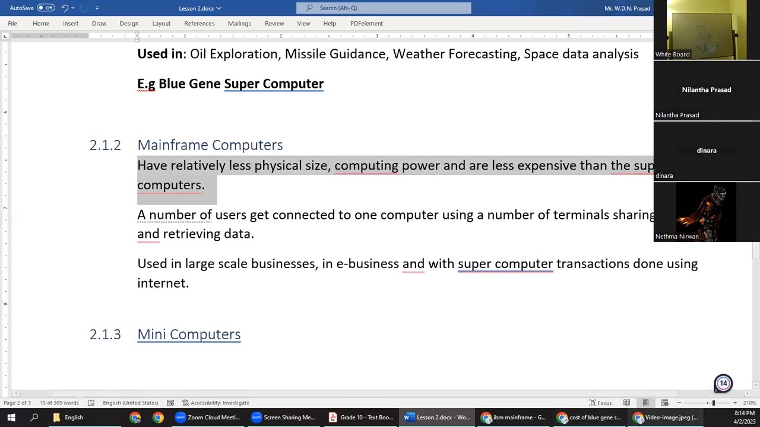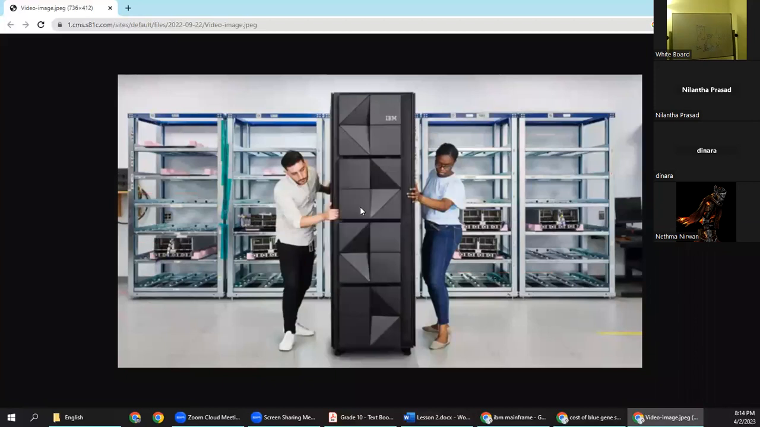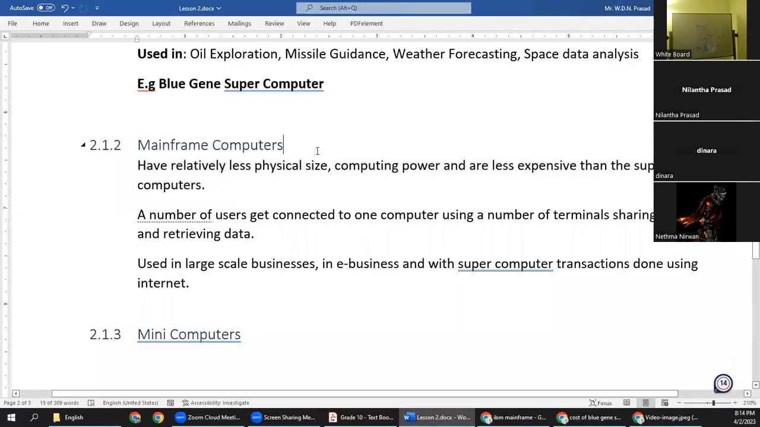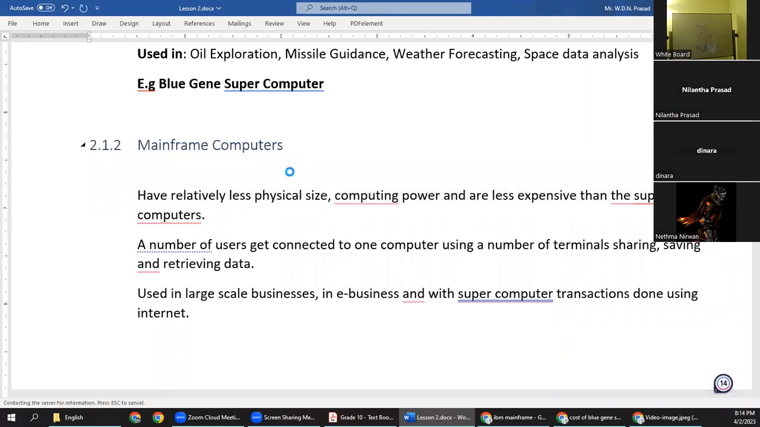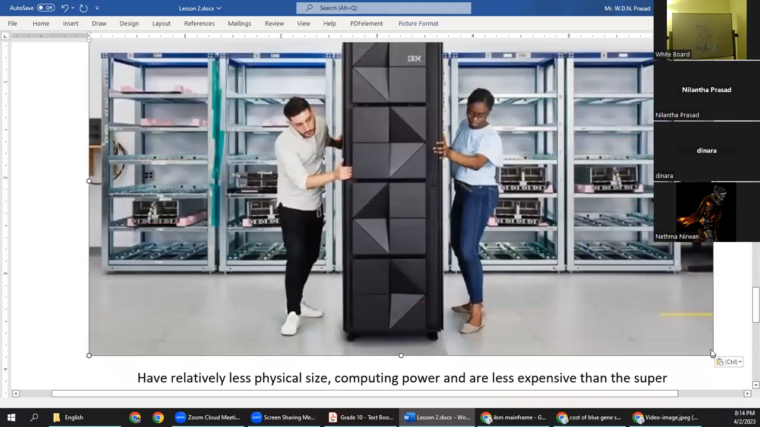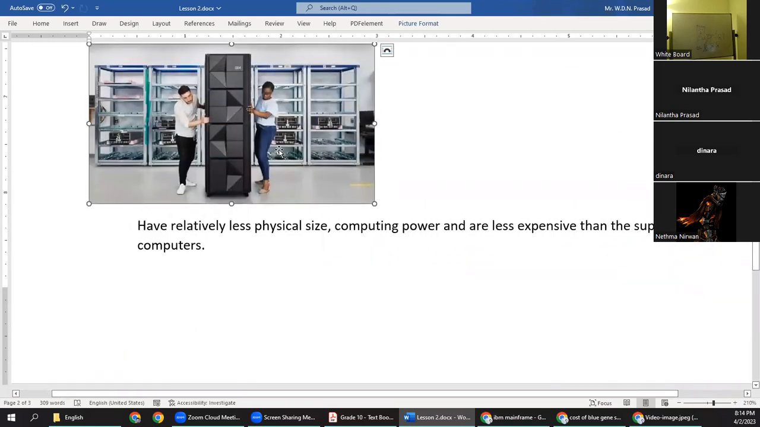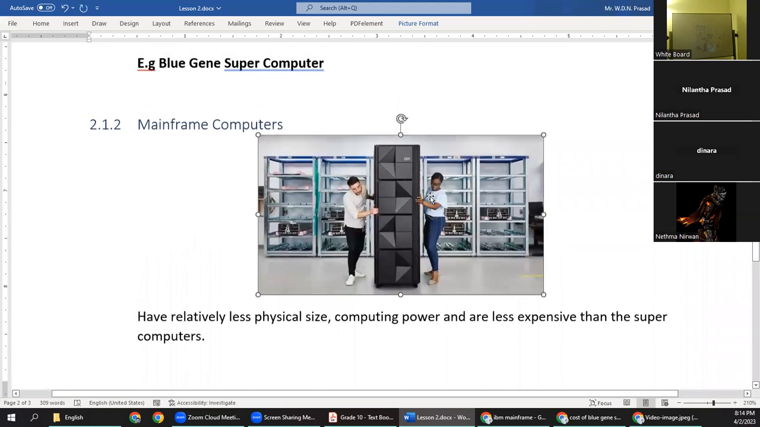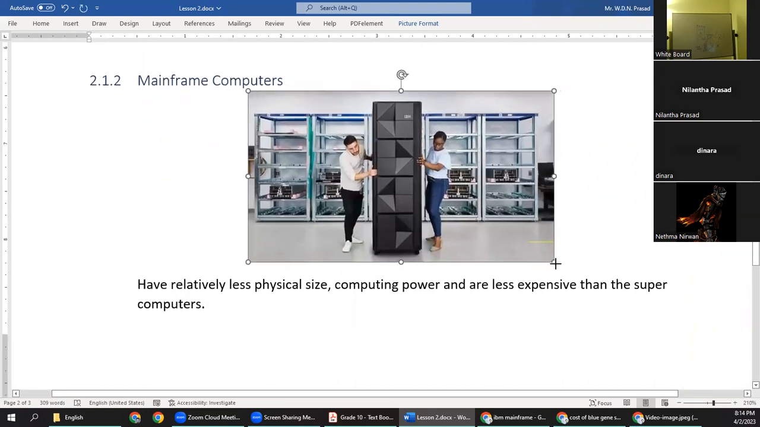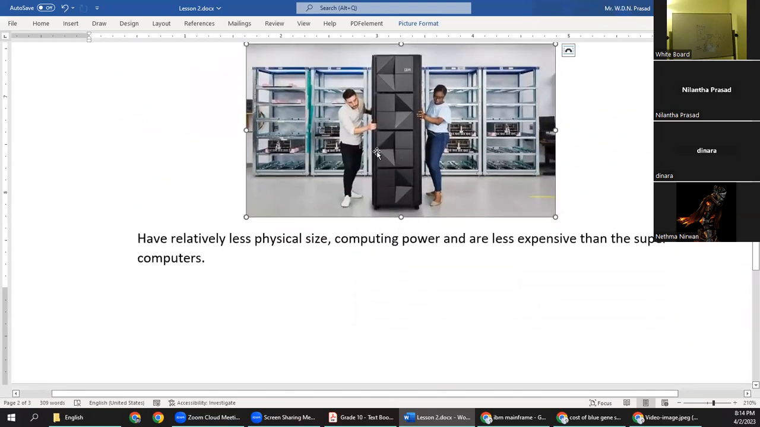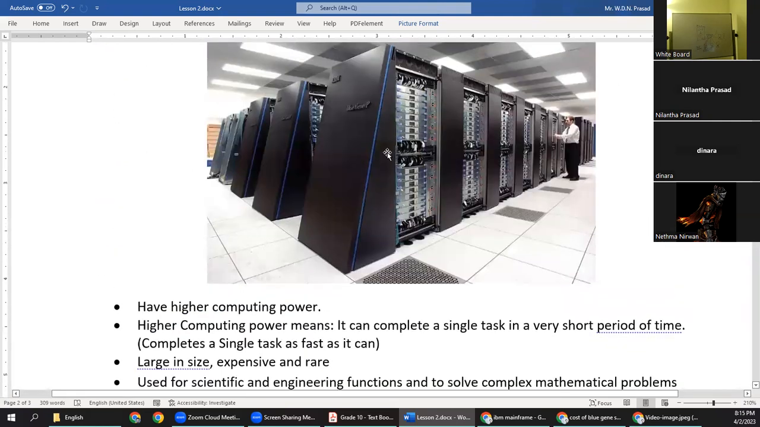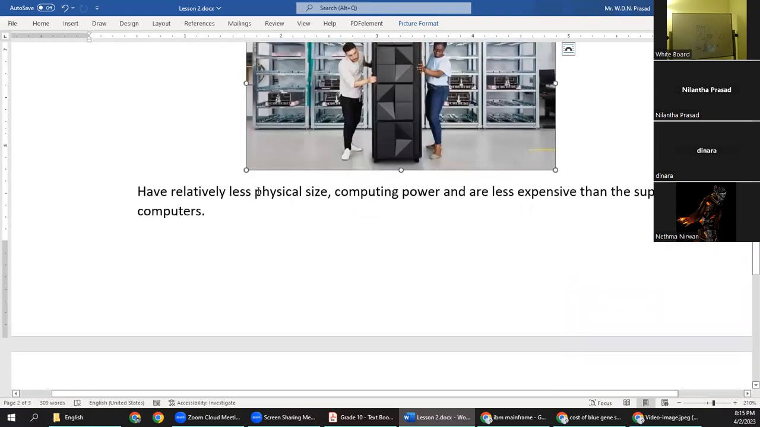Before that, I think I can copy this image and paste it here for later reference. Two people are just carrying a mainframe. Very huge, should be very expensive. I didn't want to find the cost of this one. Anyway, it is less than this one. Have a little less physical size, computing power, and less expensive than the supercomputer.